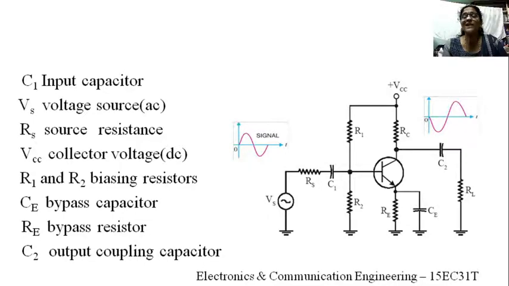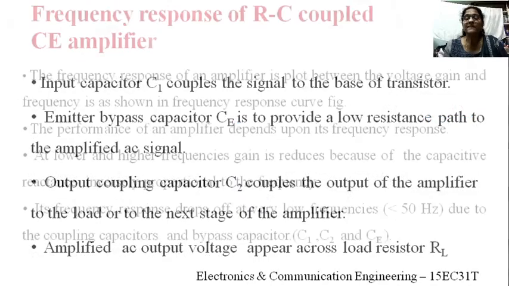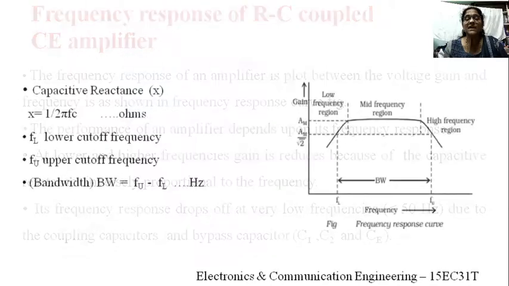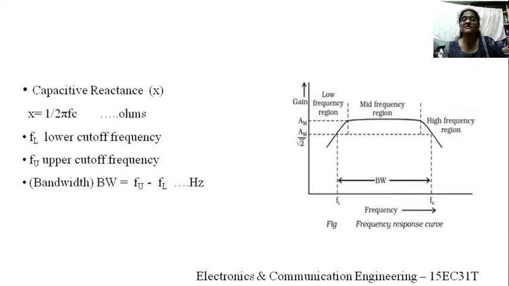So overall gain reduces at that time. Because of these capacitive reactances, at the lower and the higher frequency regions, the gain is reducing, right? The frequency range between FH and FL is taken as the bandwidth, that is the usable frequency range. In that range our voltage gain remains constant.